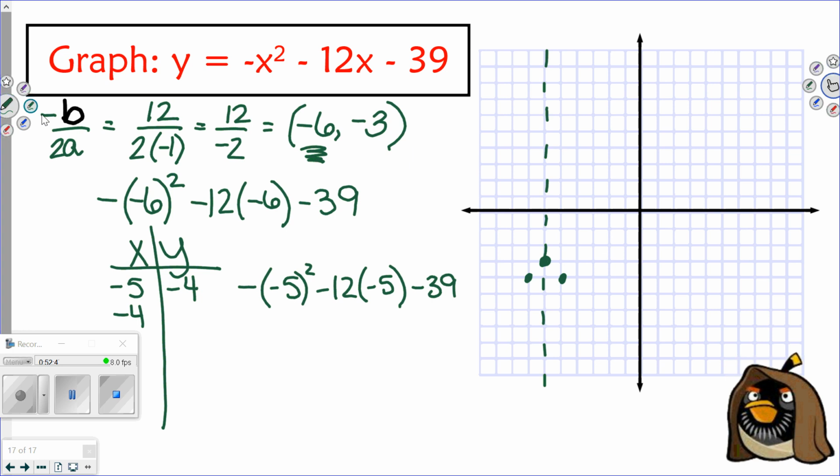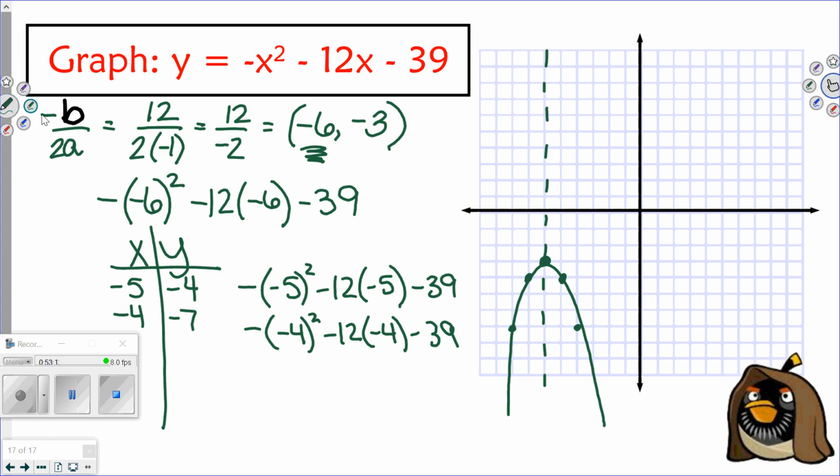Then if you plug in a negative 4, what do we get? We plug in negative 4. Negative what? 7. Thank you. So negative 4, negative 7. And reflect. Does that make sense that it opens down, or did we do something wrong? Okay, yeah, it was negative up top, right?